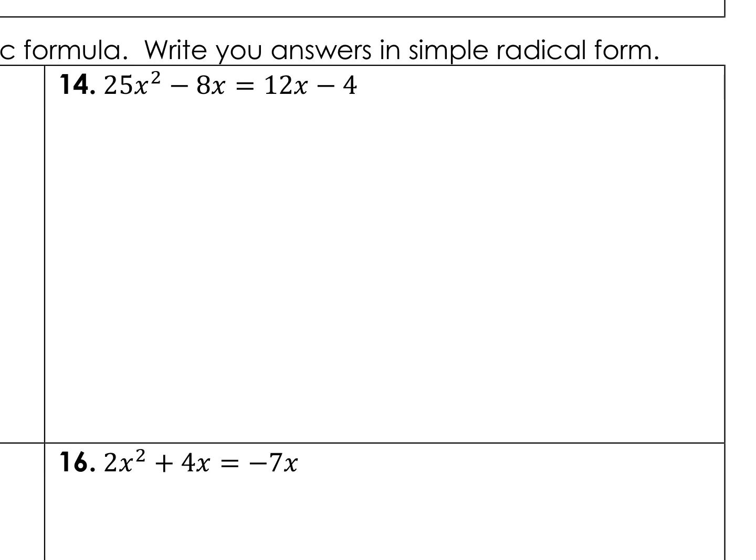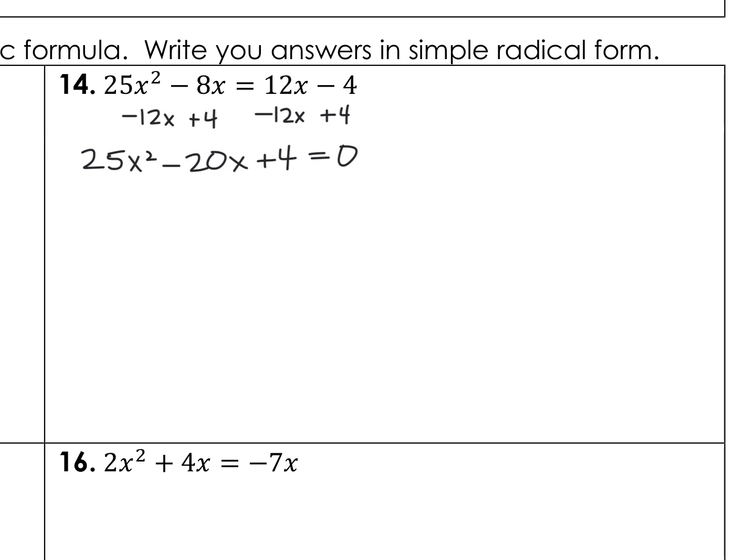What's wrong about number 14? What do you got to do first? Yeah, you're going to have to move it and get it equal to 0 first. So move the 12x, move the 4 over here, so that you get something that is equal to 0. So 25x squared minus 20x plus 4 equals 0.